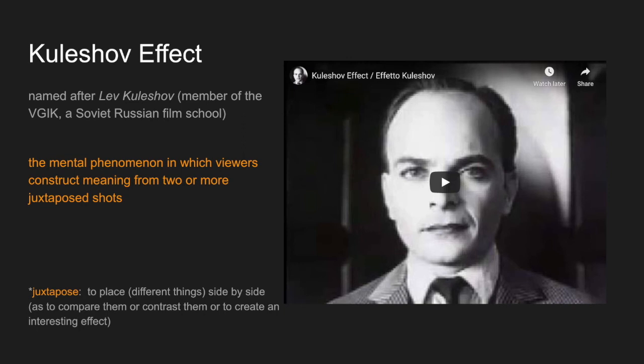That when the audience sees two images next to each other like that, juxtaposed, these two shots juxtaposed, they're going to put them together in a way that kind of makes sense.